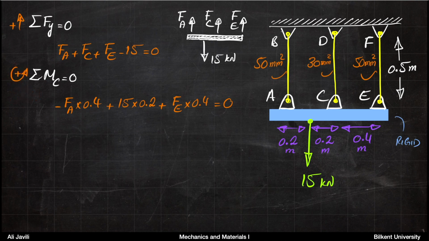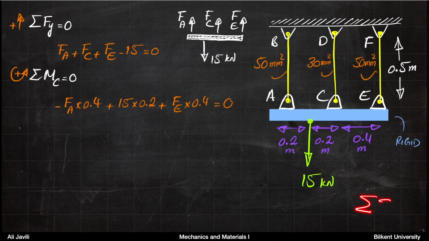So let's say here, if you write it with respect to point C, then from point A, you get a clockwise moment. So that would be the distance, 0.4 times FA with a minus. From the 15 kilonewton, you get a counterclockwise moment, so that is a plus sign. So that would be plus 15 times 0.2. And from FE, you also get a counterclockwise moment. That's also a plus. So plus FE times 0.4.